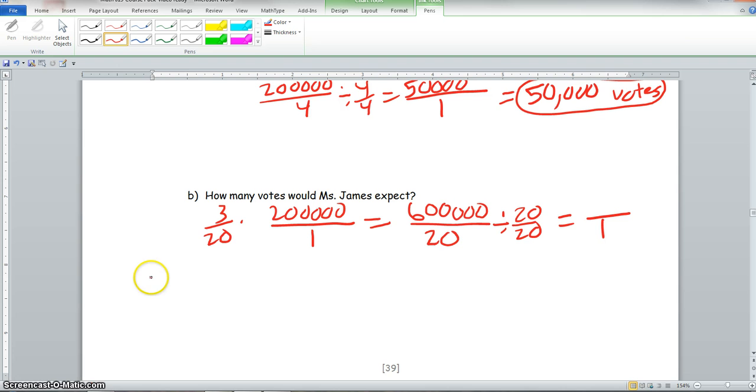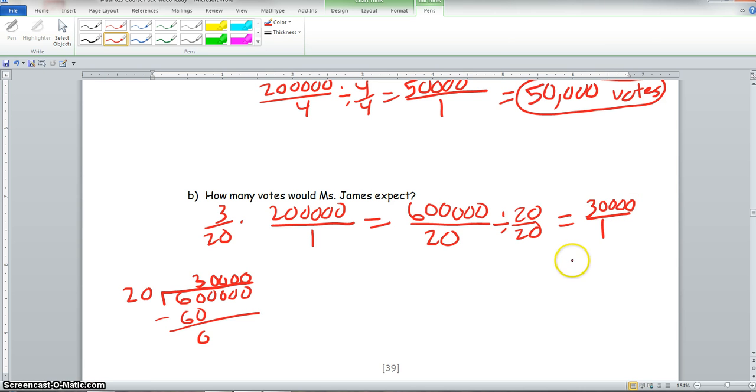Now if you cannot do this in your head, I'm going to go over here to the side and we could divide this out. 20 goes into 60 3 times. And we know we will put all these zeros in these placeholders. So 20 goes into 600,000 30,000 times. And 30,000 divided by 1 is 30,000. So Miss James would expect 30,000 votes. And that is the final answer here.